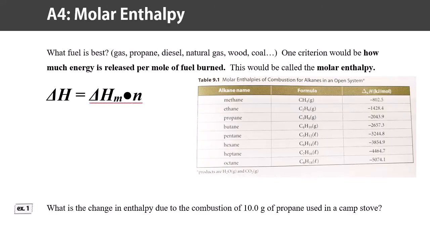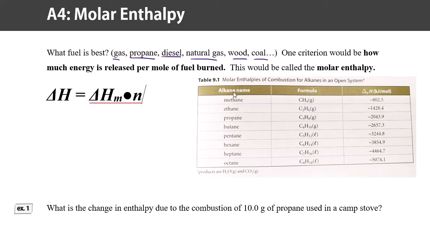In the last lesson, we talked about enthalpy. This lesson, we will talk about molar enthalpy. And molar enthalpy is a very useful concept. One situation where we would consider molar enthalpy would be if we're trying to decide between different fuels. So fuels can be used to do combustion reactions, right? I can burn gasoline, I can burn propane, I can burn diesel, natural gas, wood, coal.